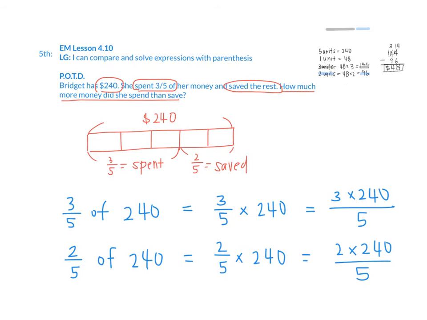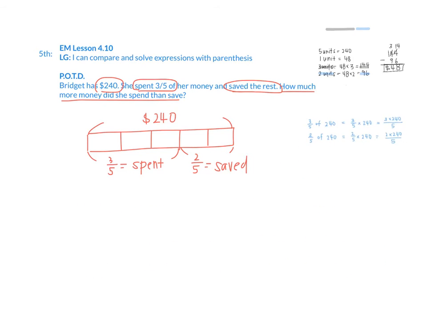Yes? There's a third way we could solve this problem. I know that Bridget spent how much? 3/5 of her money. And she saved how much of her money? 2/5. So if we're trying to find the difference, could I do 3/5 minus 2/5? Which is? 1/5. So the difference is going to be 1/5 of 240, which was the same as finding 1 unit, right? Which was 48. Okay, so we could have done that as well. So there's 3 different ways you could have solved this question.